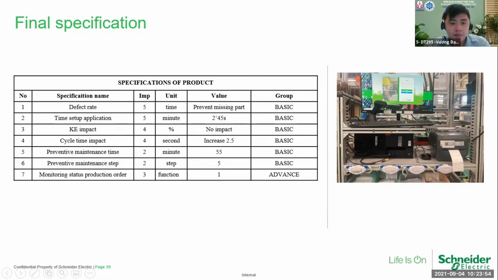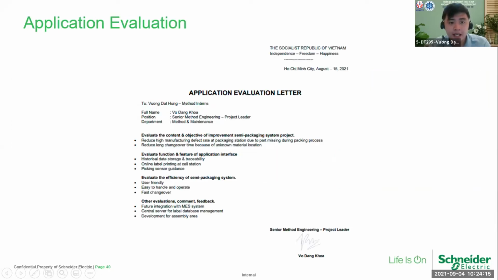And we have the preventive maintenance step. Preventive maintenance time is 45 minutes, and preventive maintenance has 5 steps. Besides that, the system has an advanced function. It can monitor the status of the process order. This is the application evaluated by Schneider. It can reduce the high manufacturing defect rate at the packing station and reduce the changeover time.